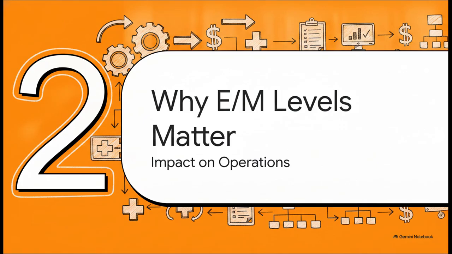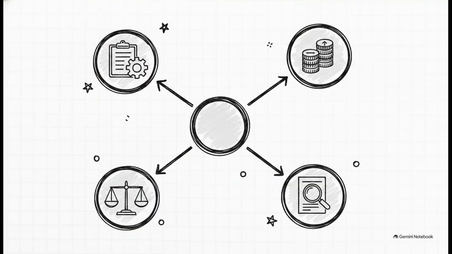Section 2. Why EM levels matter. Understanding the definition is one thing, but we really need to grasp the tangible impact this has on everyday operations. Why do we actually care about assigning an exact EM level, like a 99202 or 99203? Well, first and foremost, it guarantees appropriate reimbursement for the time and complexity involved. Harder work should mean a higher level, which naturally equals a higher payment.